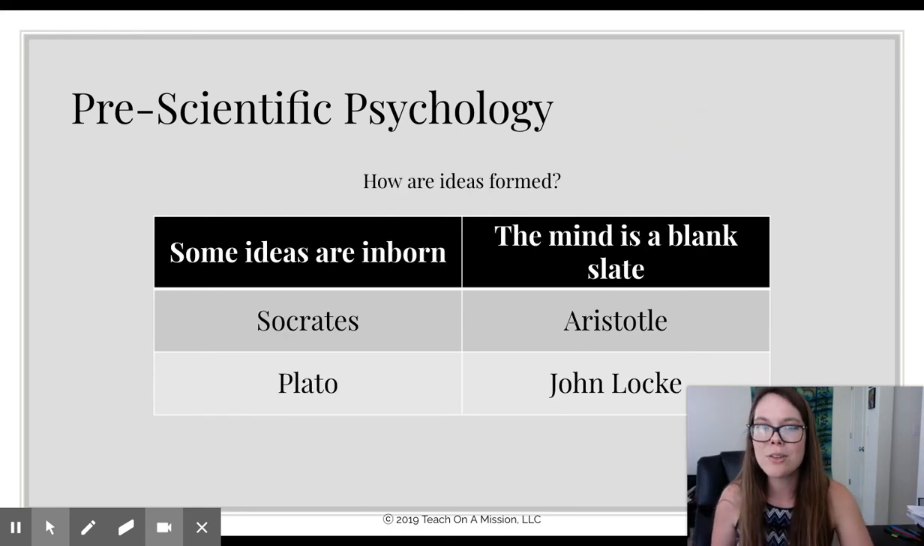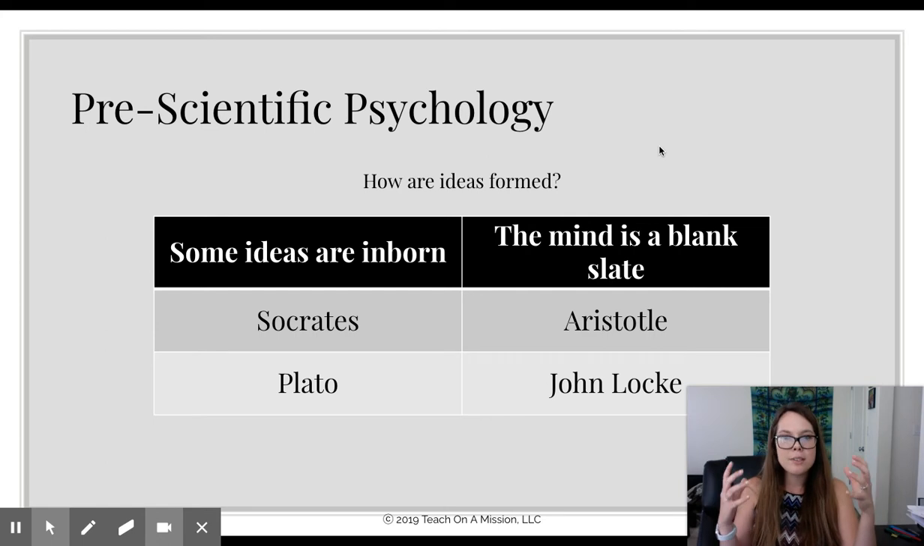Pre-scientific psychology. So again, there were some ideas. Socrates and Plato thought that the way we learn is innate. So we already have all the knowledge in our brains when we are born, right? So that was one theory. But on the other end, Aristotle and John Locke said, when you're born, you have a blank slate. You learn everything, right?